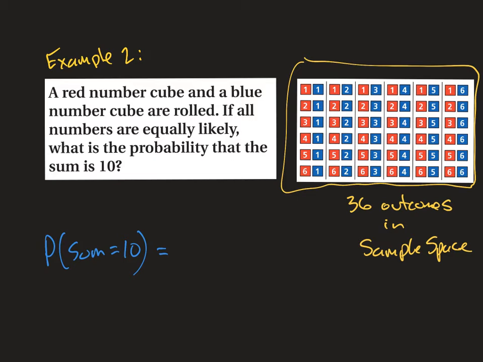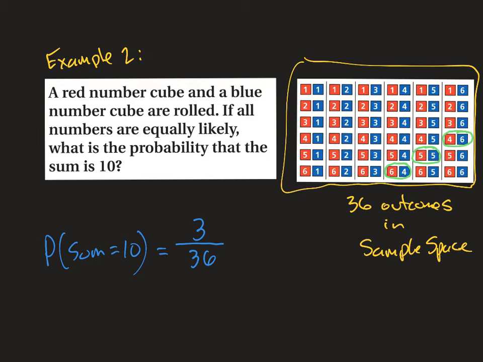So as I'm looking through the list, I see that 6 plus 4 is 10, so that's 1. Ooh, there's a 5 plus 5, that's 2. And a 4 plus 6 is 3. Is there any other pairs there that equal 10? I don't see any. So when I make my fraction, according to my calculations here, there are 3 outcomes that are equal to 10. And remember, our sample space is 36, so my probability is 3 over 36.